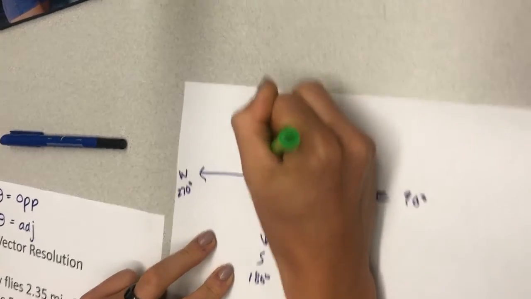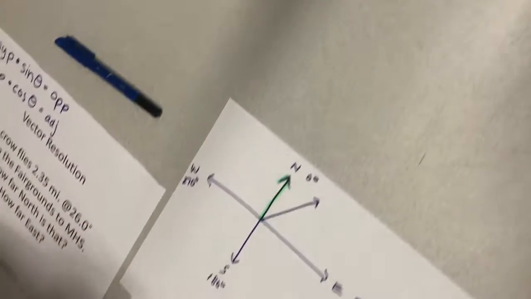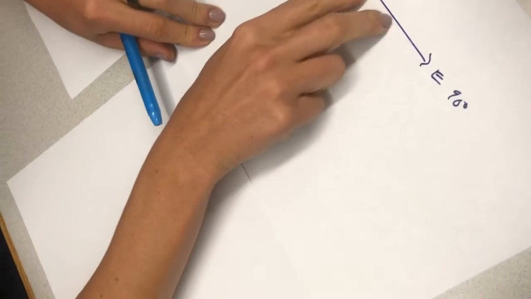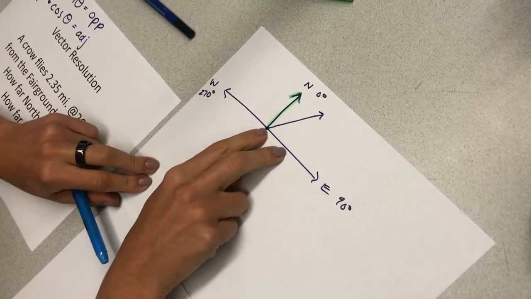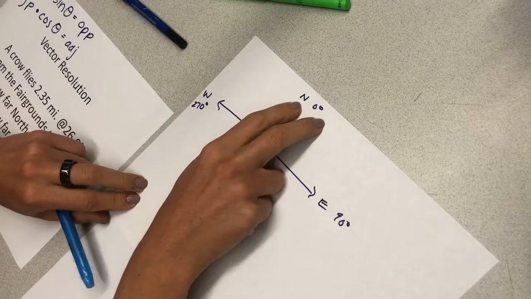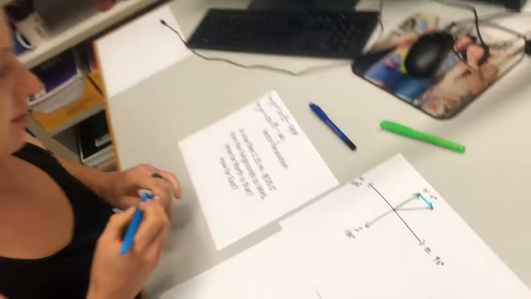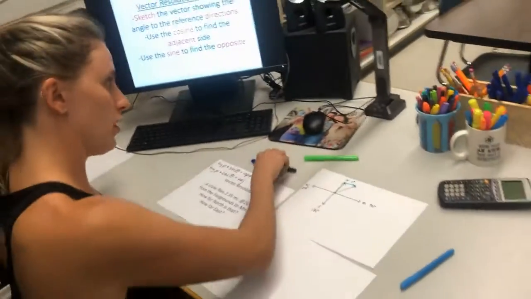Can you see my hand? There we go. North is that way. And we know that east is this way, but I'm not gonna draw it right there because I wanna put my vectors head to tail. So I'm gonna draw it up here. That's my east, okay. Now I forgot to put in my numbers here.